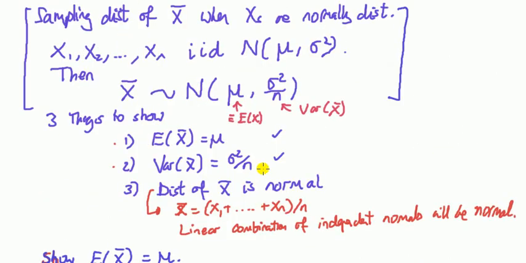So, where does normality come in? It comes in the third step: the distribution of x bar is normal. And as a hint for what's to come, I could even say exactly normal. Normal for sure, not just approximately normal.